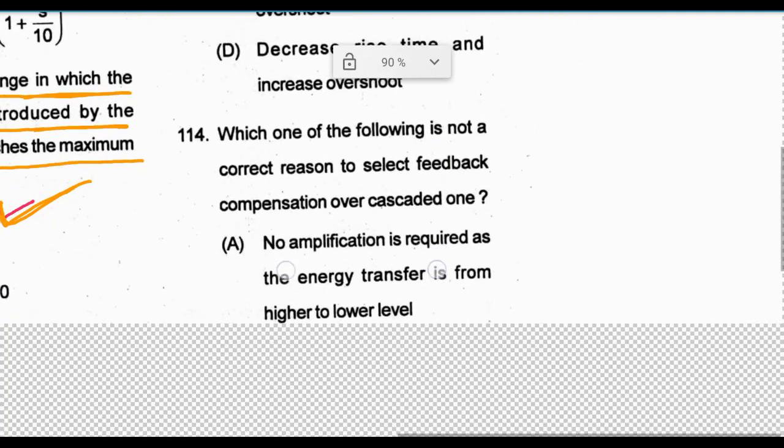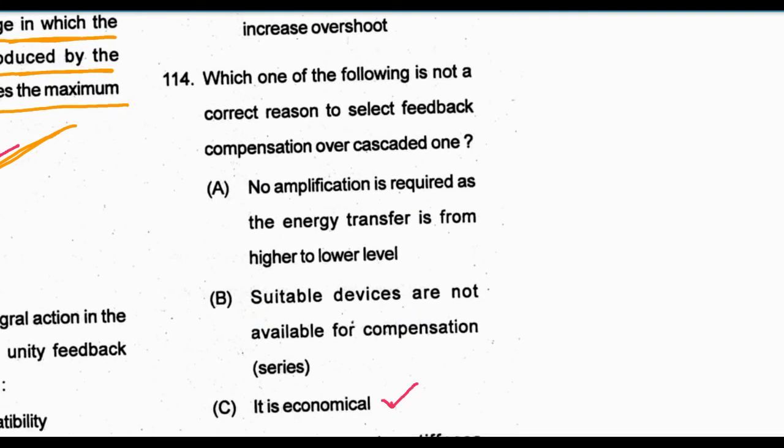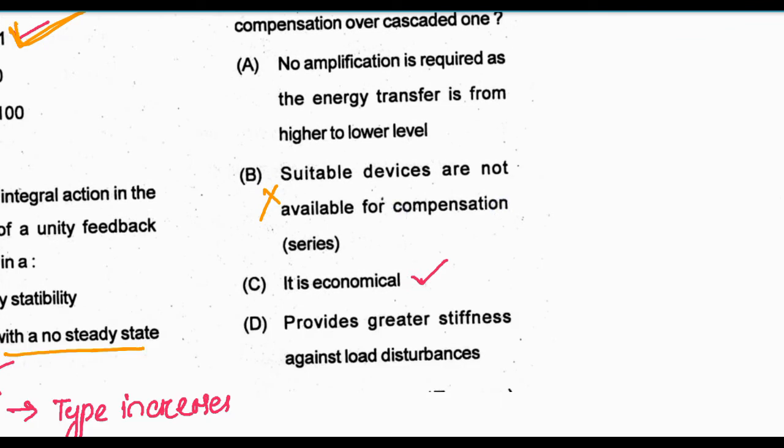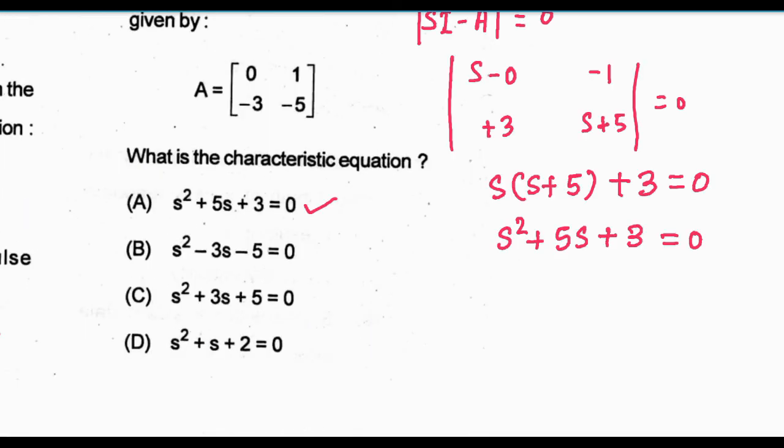Next question, question number 114. Which of the following is not a correct reason to select feedback compensation over cascaded one? Option A, no amplification is required as the energy transfer is from higher to lower level. This is wrong. Suitable devices are not available for compensation, series compensation. This is also not correct. Next thing is, it is economical. So this one is the correct answer. And the last one is, provide greater stiffness against load. This is also wrong.